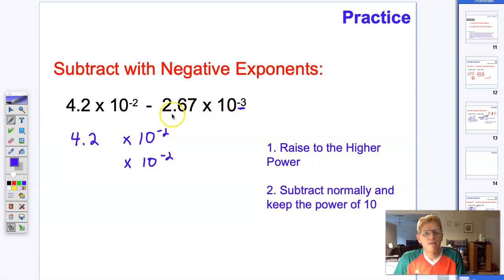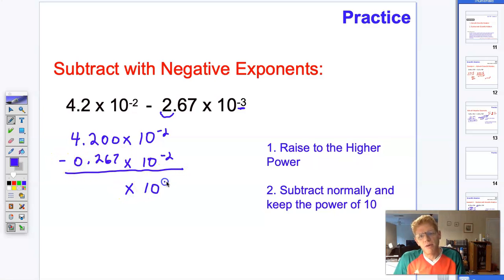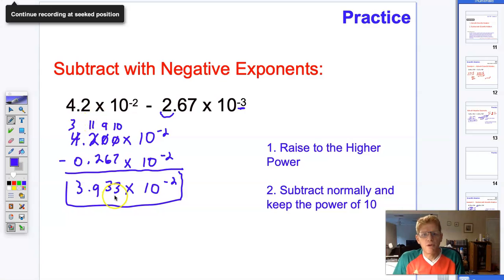But in order to do that, I've got to shift my decimal place 1 over, right? Because 3 minus 2 is 1. I've got to shift it over 1 space. And we'll wind up with 0.267. And then I'll write in my trailing zeros so that I can subtract just like normal. I'll keep my 10 to the negative second power right there, and then I'll subtract. So, the answer is 3.933 times 10 to the negative second power.